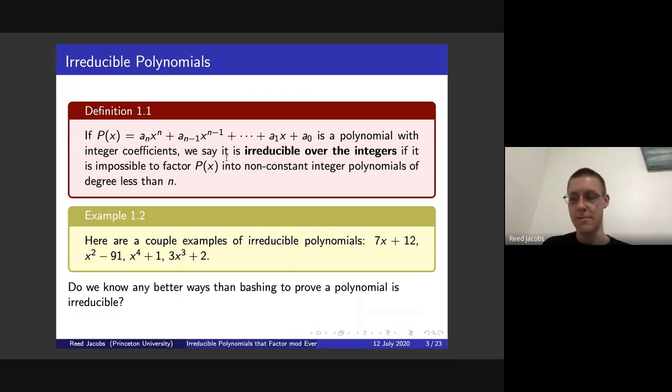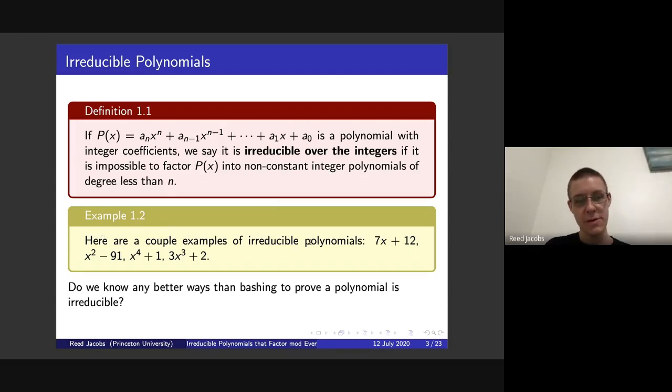So first, let's define an irreducible polynomial in case you haven't seen that before. So p of x is a polynomial with integer coefficients. It's the sum of powers of some variable x. And we'll say it's irreducible over the integers if it's impossible to factor p of x into two non-constant integer polynomials of degree less than n.